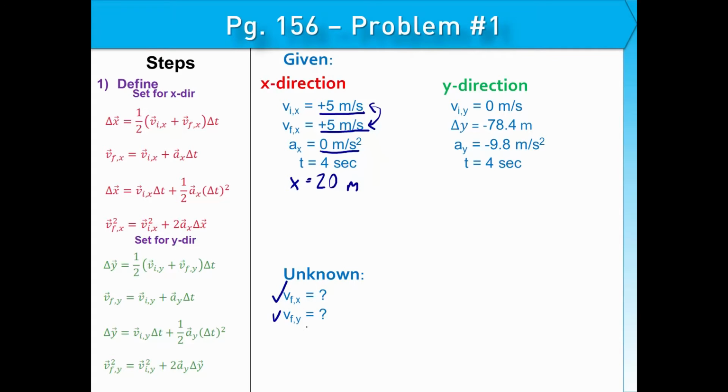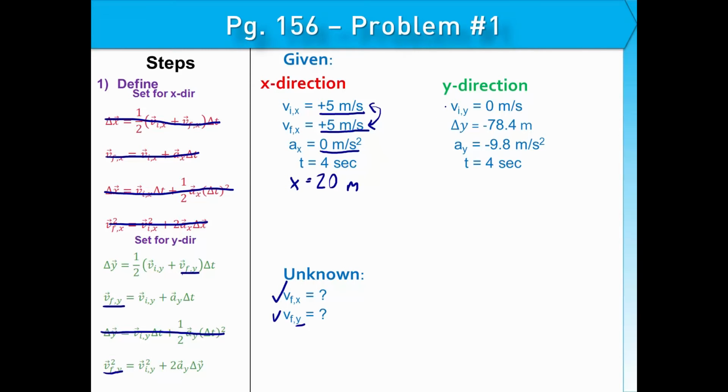Now to get the final velocity in y, it looks like we need a kinematic equation. And since I'm working in the y direction, I could go ahead and eliminate all of the equations for x. And going down the list of our kinematic equations for y, I know that I could use this equation. I know I could use this equation. This equation I can't use because final velocity in y does not exist. And then I could use this equation right here.